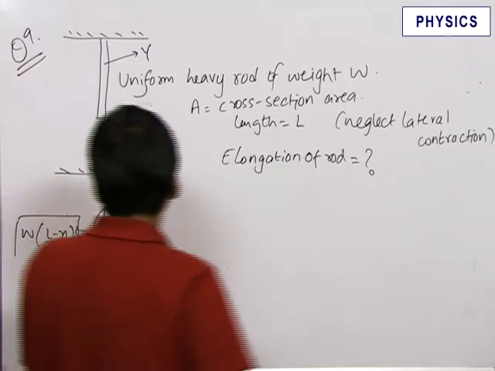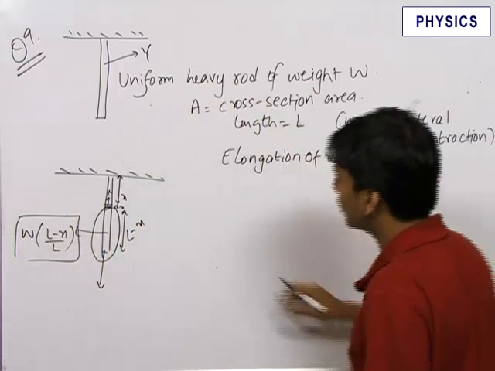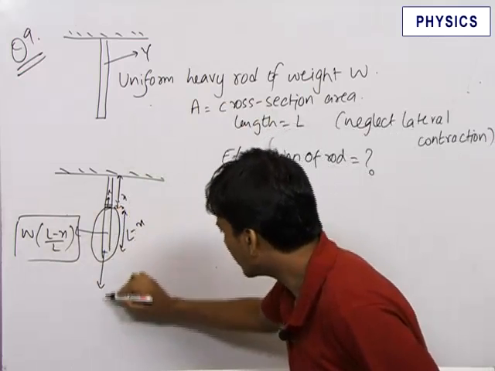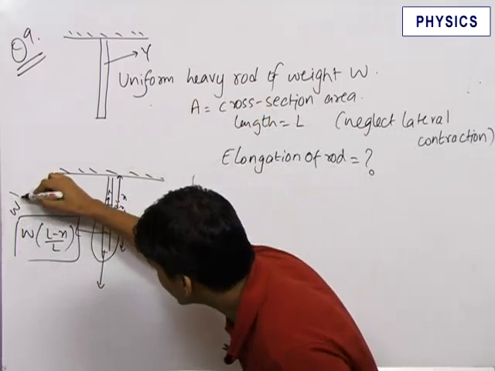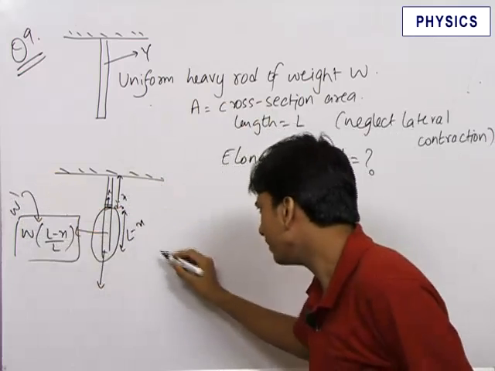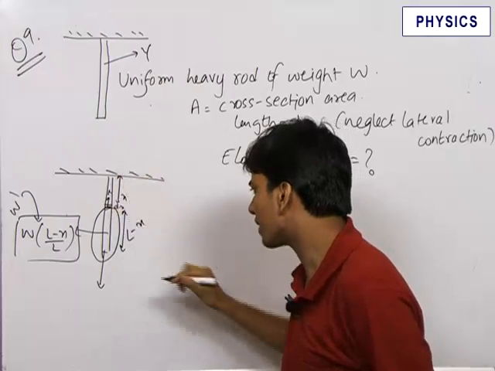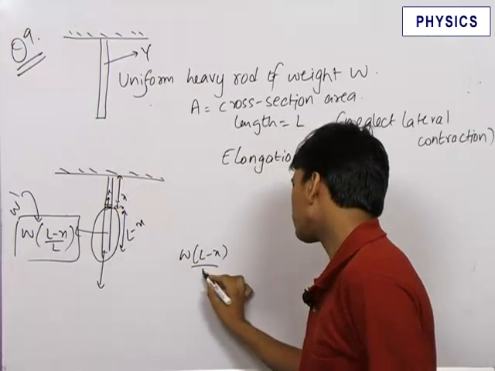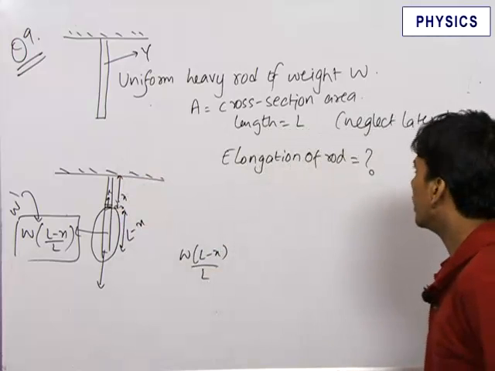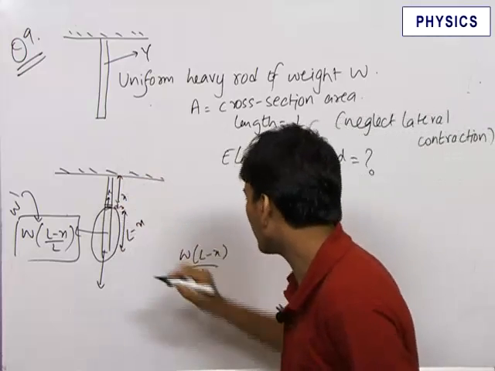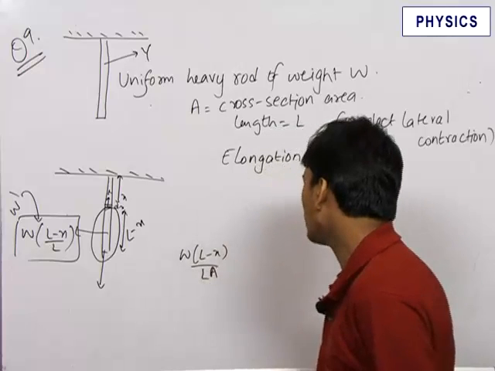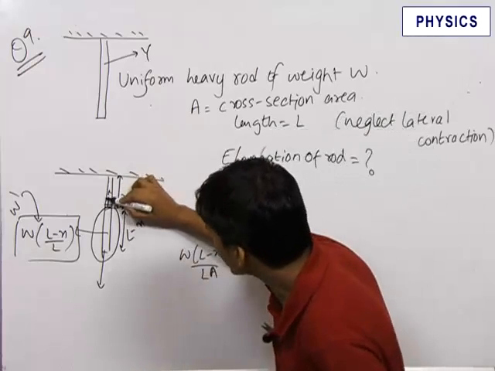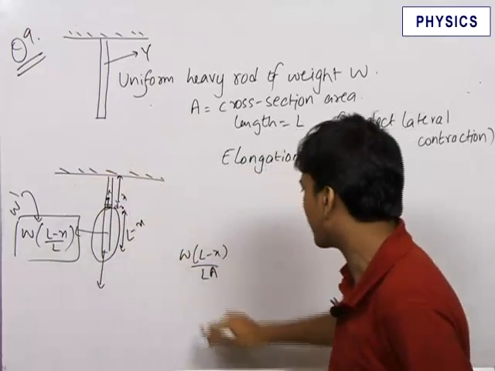Since the rod has uniformly distributed mass, the weight of this portion of the rod, let us call this W dash, is balanced by T. Therefore the tension at distance x is equal to W into L minus x upon L. Now the stress over here will be equal to W into L minus x upon L into A, because stress is equal to the force perpendicular to the area of cross section upon the area.